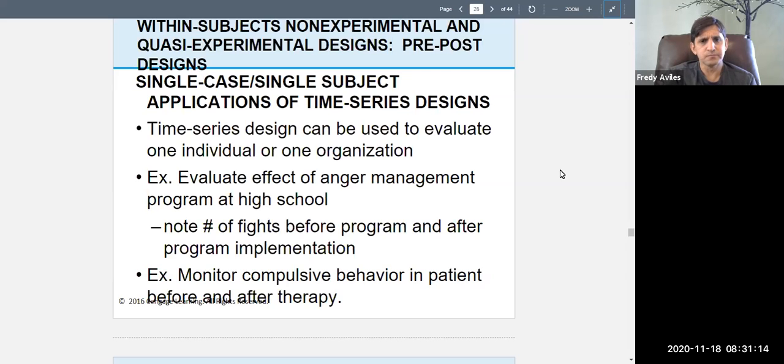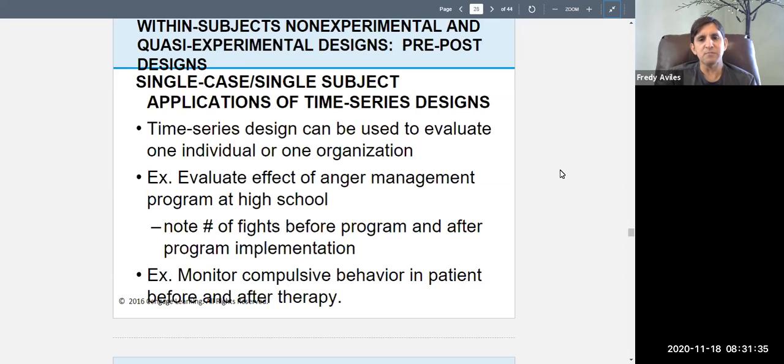So you know there are patterns before the anger management program was put in place. There's records of fights breaking out, of problems at the school. And then you start this anger management program, and then you note the number of fights or the number of problems after that. And you can see if it had an effect.